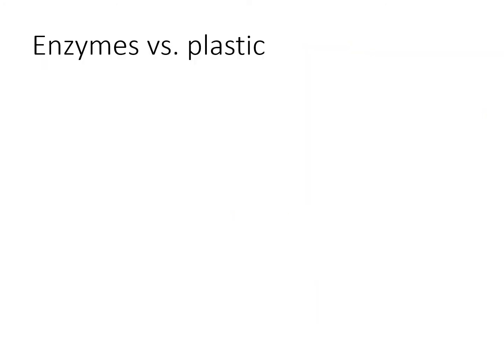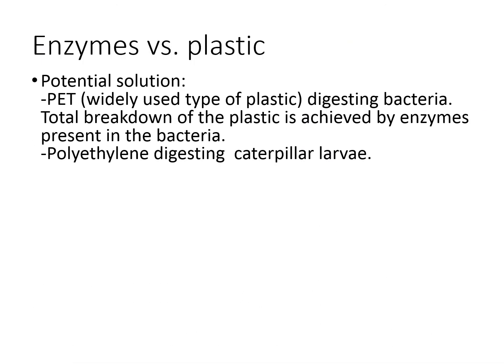Enzymes versus plastic. Last little bit here. Potential solution. PET, that's basically a widely used type of plastic. We've found bacteria that will digest this plastic. So, PET digesting bacteria. They have some enzymes that break down this plastic. It is completely broken down. Total breakdown of the plastic into its constituent monomers.